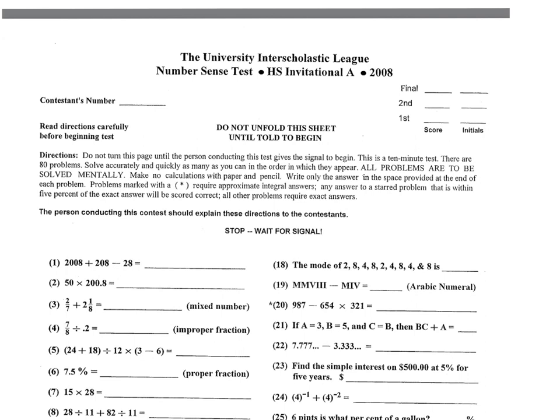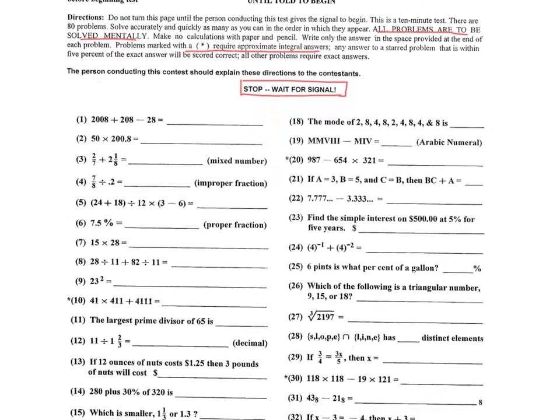I'm going to just highlight some of the rules here. This is a timed test, 10-minute test. All problems are to be solved mentally. Also, problems marked with a star require approximate integral answers, so those will be multiples of 10, like 10, 20, and 30. I'll be writing on the test so that I can explain, but normally contestants will not be able to write on the test. They'll only be able to provide the answers. So let's go ahead and start looking at this.